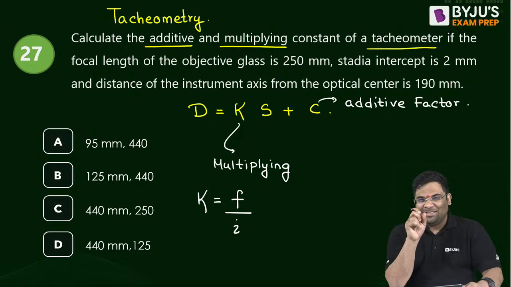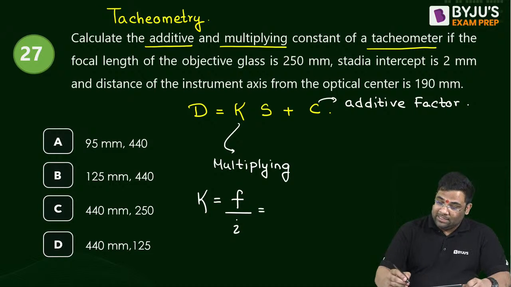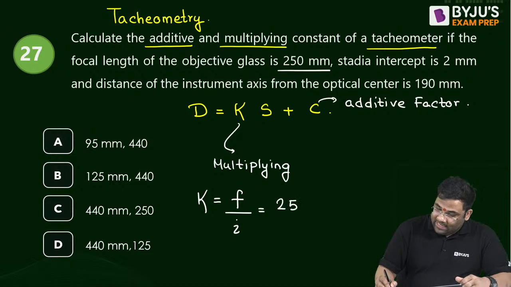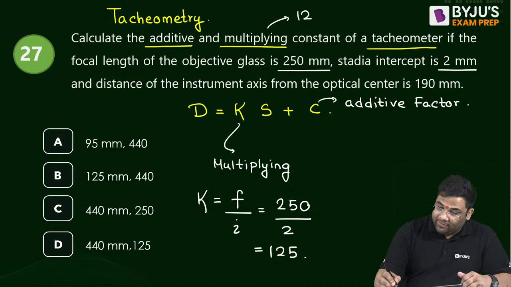In a hurry you made that mistake. You see, F is how much here? The focal length of the objective glass is given, 250. And the stadia intercept is 2 mm, right? So it is 125. So the multiplying constant is 125.